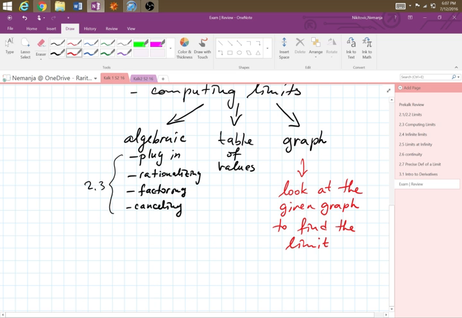So computing limits. We are also going to look at the infinite limits and limits at infinity, with all of their vertical asymptotes, horizontal asymptotes, slant asymptotes, and behavior of a function. So all of those are there. So there could be a very easy question.